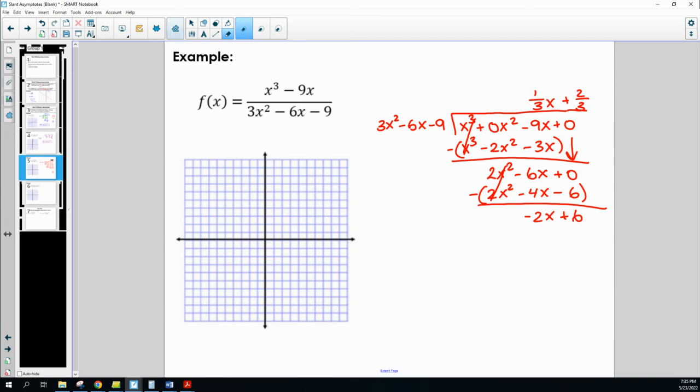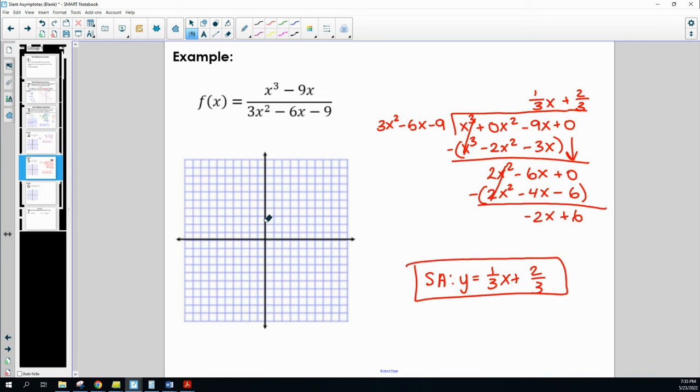So we're just going to look at what we have at the top, and that is going to be our slant asymptote. So we'll go ahead and write that in. Slant asymptote is y equals, and this is going to be 1/3 x plus 2/3.